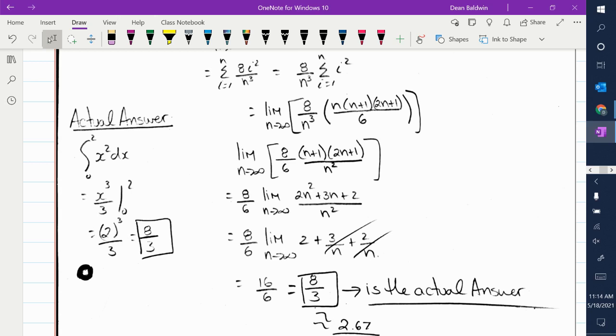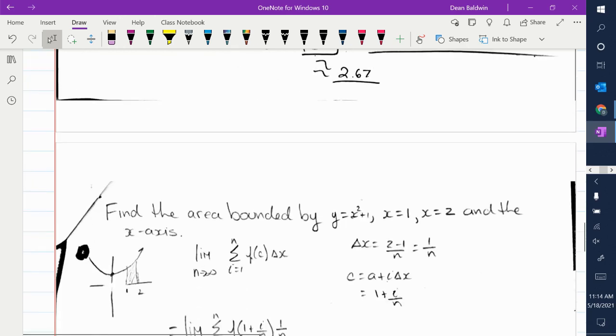But you get an actual answer because you can see at the bottom here, we get this limit as n goes to infinity, because the limit carries all the way through. And we have this 3 over n, 2 over n. As n goes to infinity, those go to 0, right? And you're just left with this 2 times this. All right? So those rules that we learned before actually apply.